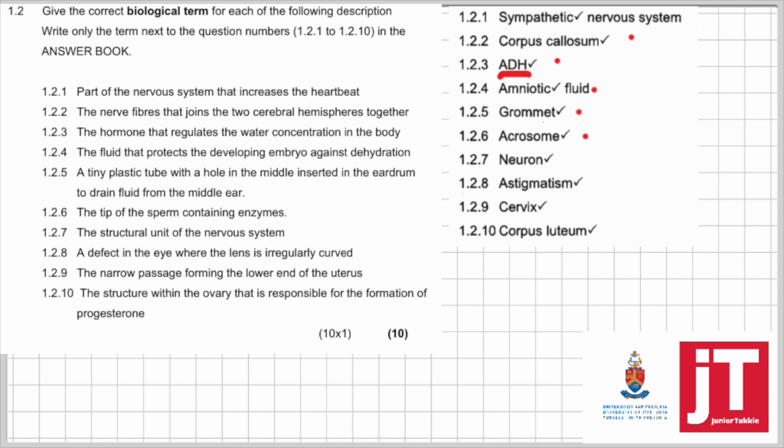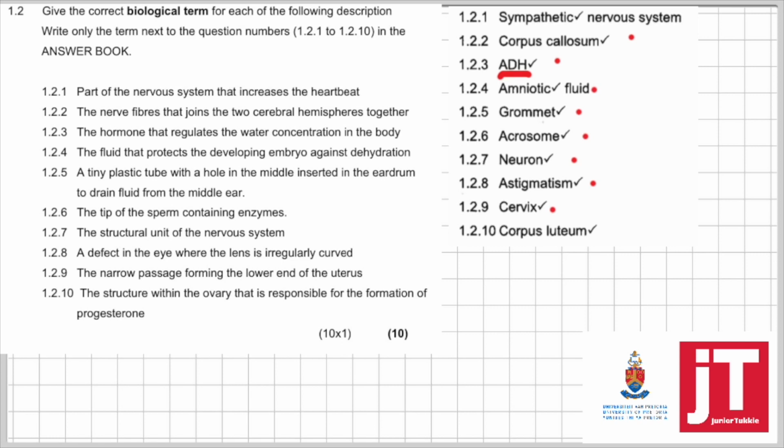1.2.7. The structural unit of the nervous system, a neuron. 1.2.8. A defect in the eye where the lens is irregularly curved. That is astigmatism. Spelling is important. Make sure you sound out your word so you spell it correctly. 1.2.9. The narrow passage forming the lower end of the uterus, that is the cervix.